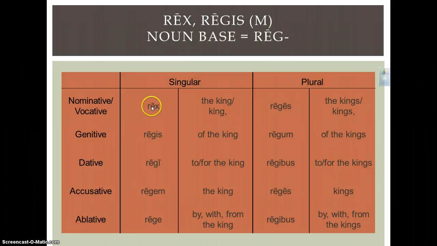We can see the nominative and vocative, for that matter, as rex, but then we get that noun base, and onto that we're going to add the rest of our endings. Rex, regis, regi, regem, rege, reges, regum, regibus, reges, regibus. Now, any declension adjective can describe any declension noun. So you really have to get out of your head that the endings match, because in this case they are most certainly not going to.